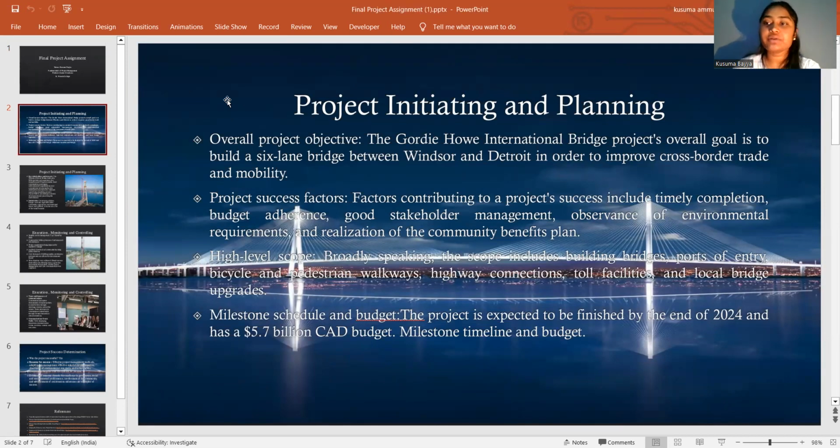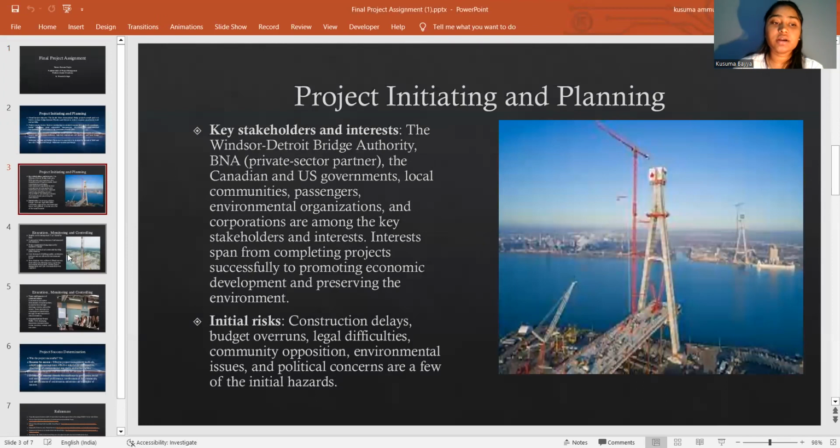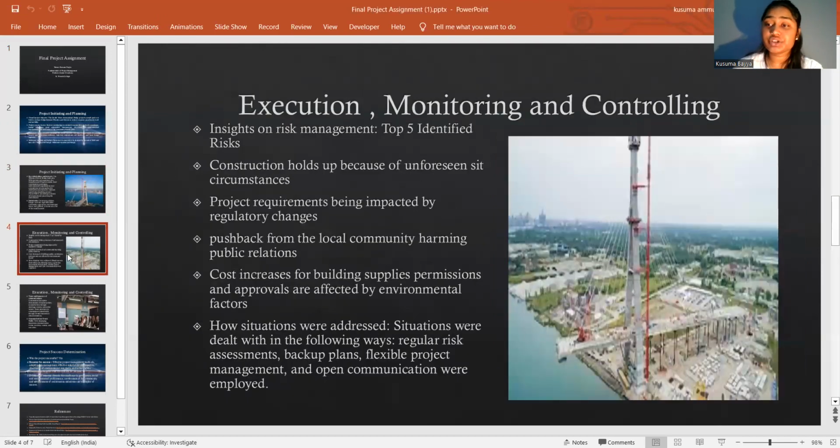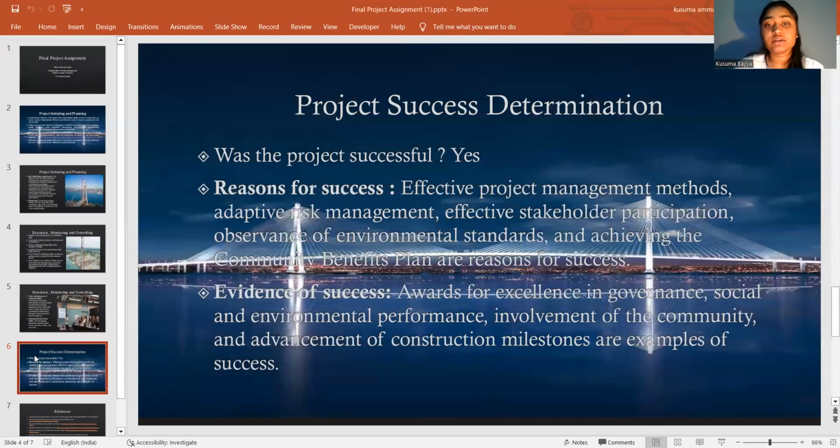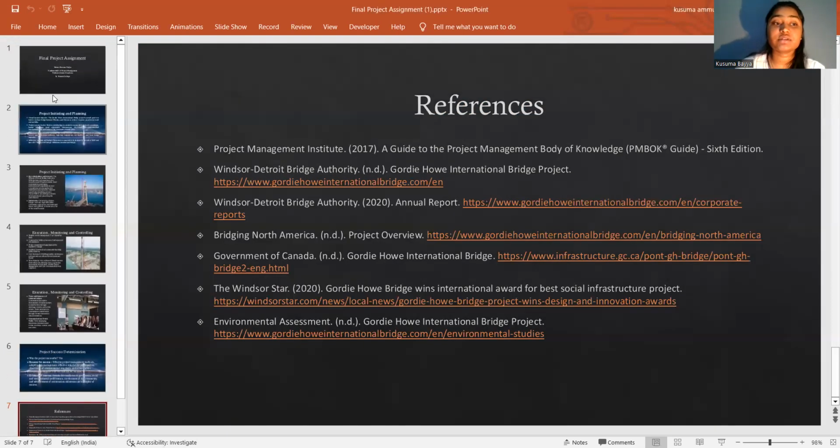So here I have taken five outlines. They are the project initiating and planning, the project execution, monitoring and controlling, the project success determination, and then the references.